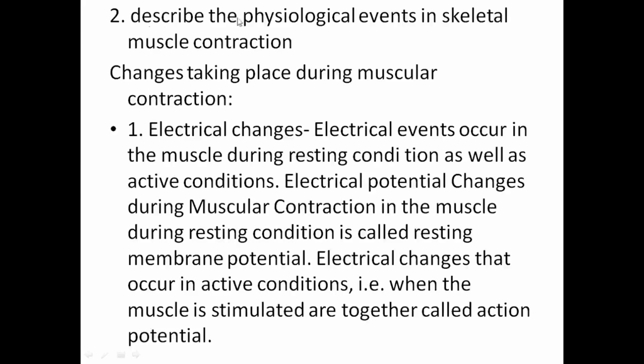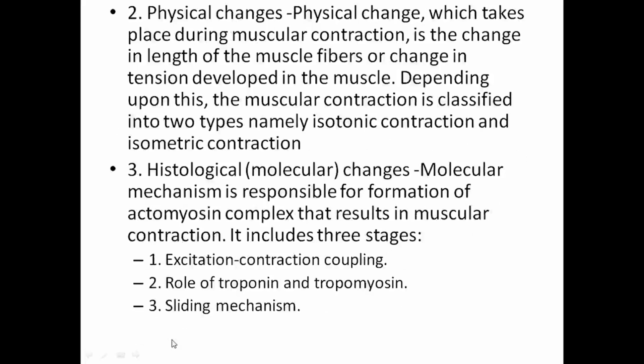Second question: describe the physiological events in skeletal muscle contraction. The changes taking place during muscular contraction are: first one, electrical changes. Electrical events occur in the muscle during the resting condition as well as active conditions. The electrical potential in the muscle during the resting condition is known as resting membrane potential. Electrical changes that occur in active conditions, that is when the muscle is stimulated, are together called action potential.